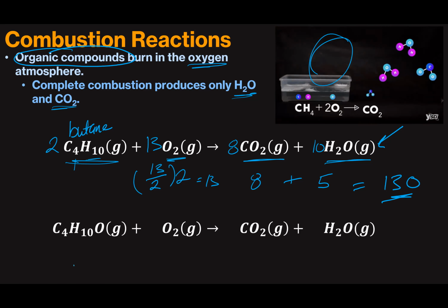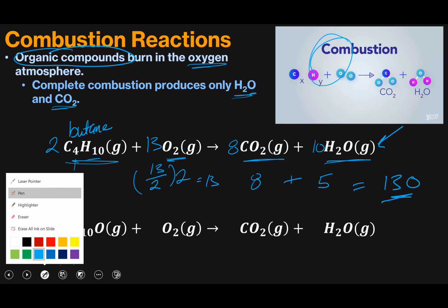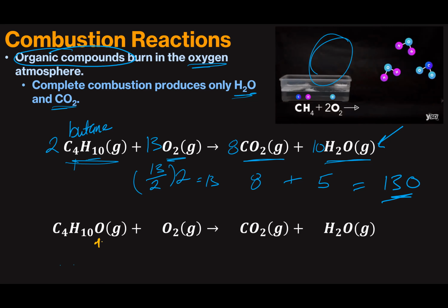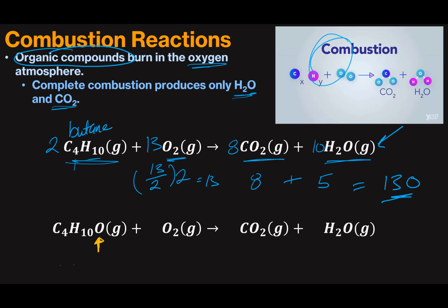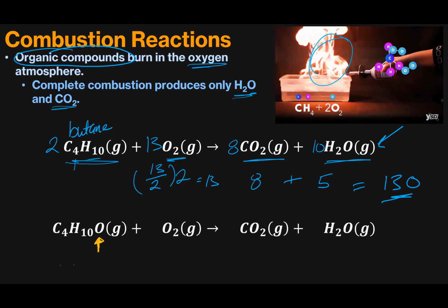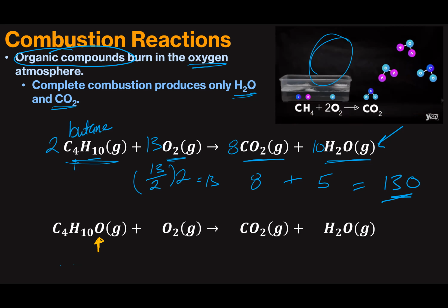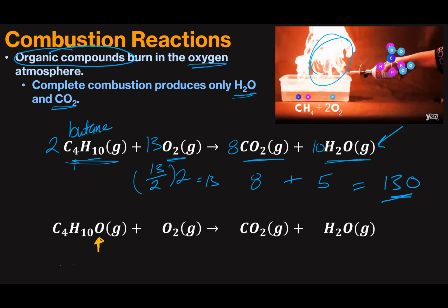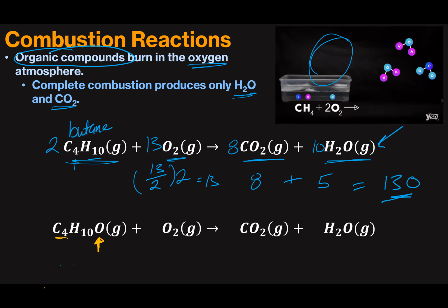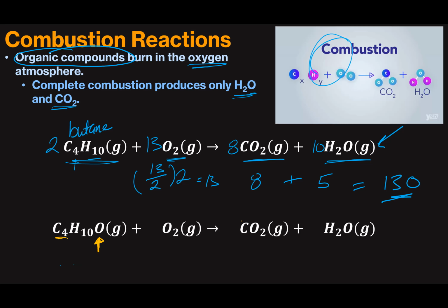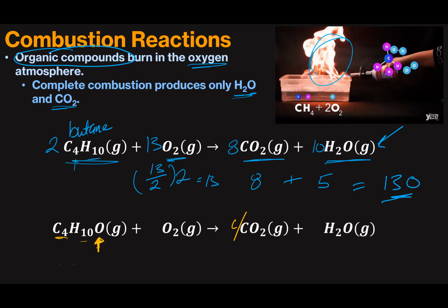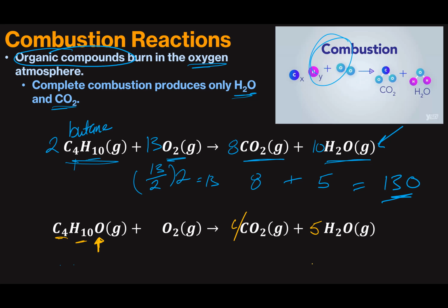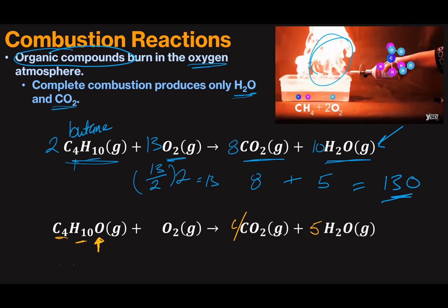Let's do this other one. Now there's an oxygen present in the organic compound we're combusting, but we can balance it the same way. You're still going to get CO2 and water as products. So let's do this again. 4 carbons, 10 hydrogens, so we need 10 hydrogens, so we're going to get 5 waters over here. Now we're going to count oxygens. We've got 8.